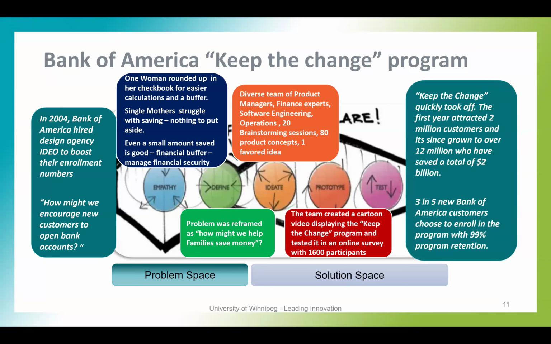This is a very popular program. It took off quickly. The first year it attracted 2 million customers. It's since grown to over 12 million who have saved a total of $2 billion. And 3 in 5 new Bank of America customers choose to enroll in the program, with 99% program retention. That's why I say this is an amazing program. It really did a great job. And the cool part is it's being used a lot in social enterprises to have people donate by allowing the social enterprise to keep the change.